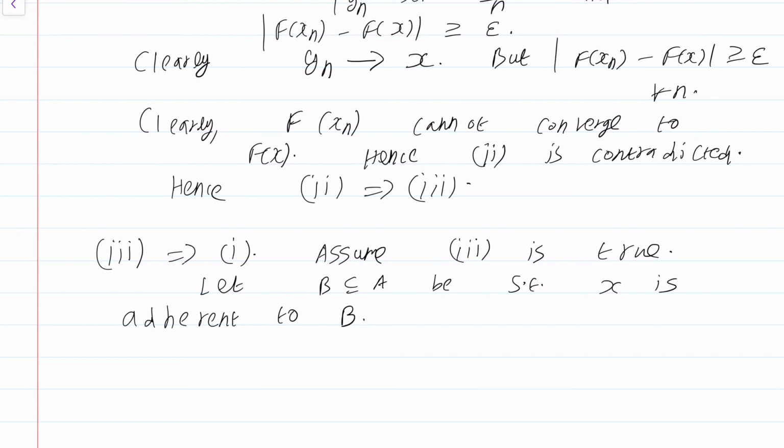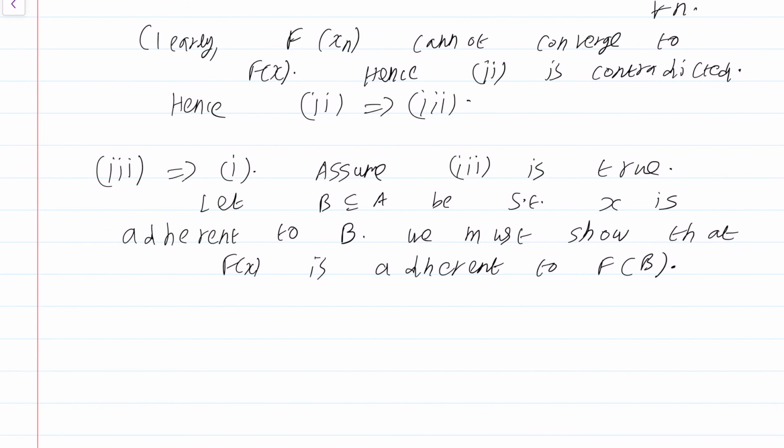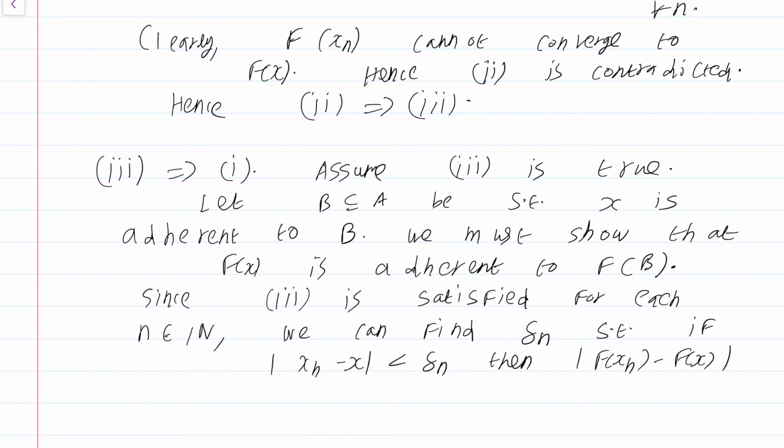Now we must show that f of x is adherent to f of B. Again, I have just written down what it is that I must achieve. Now, since 3 is satisfied, for each n in the natural numbers, we can find delta n such that if mod xn minus x is less than delta n, then mod f of xn minus f of x is less than 1 by n.